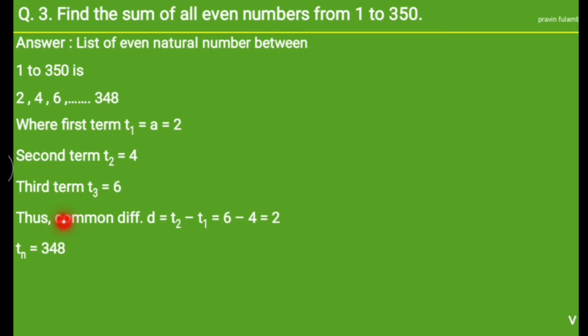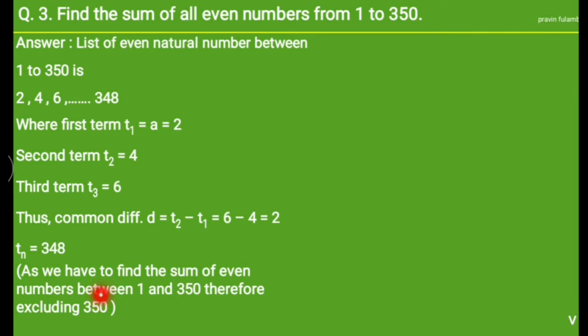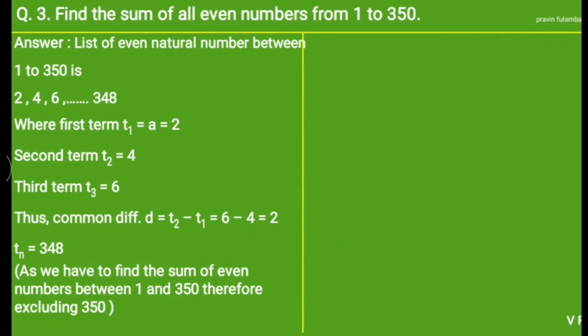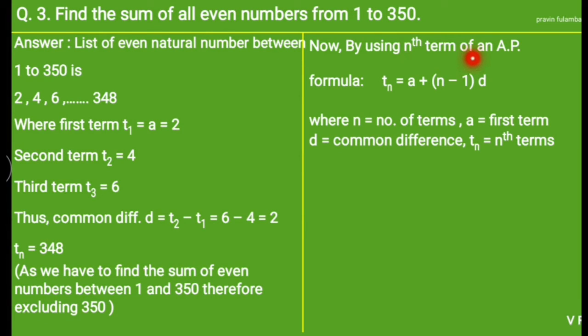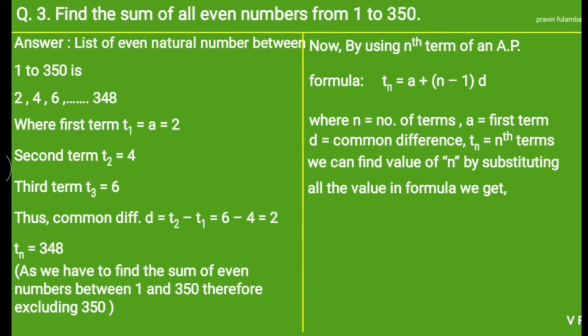So we consider this as nth term. So tn equals 348. So we write here a reason why we take 2, 4, 6 and last number 348, as we have to find the sum of even numbers between 1 and 350, therefore excluding 350. Now by using nth term of an arithmetic progression formula, tn equals a plus n minus 1 into d, where n equals number of terms, a is first term, d is common difference, and tn is nth term. So we find the value of n.